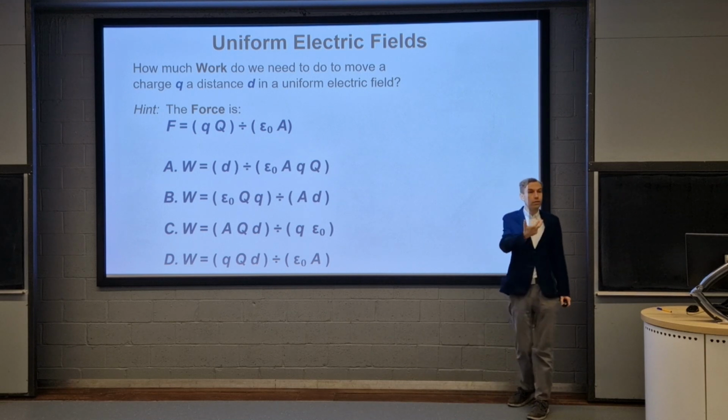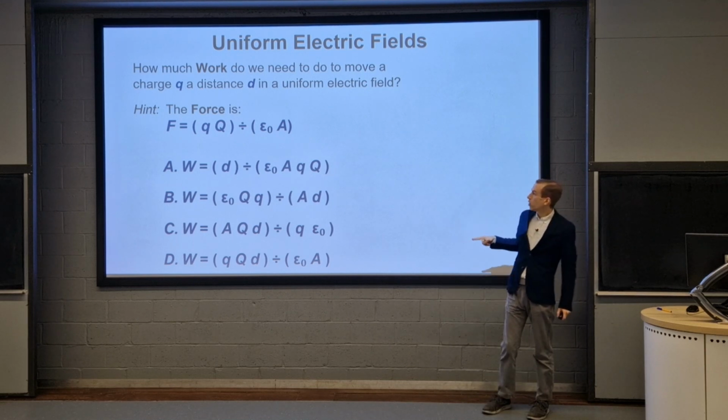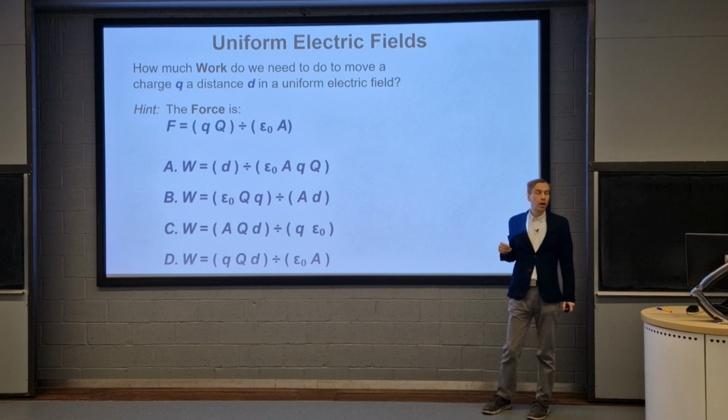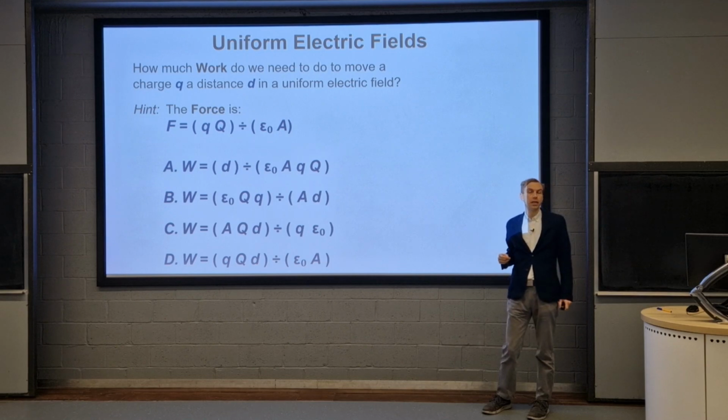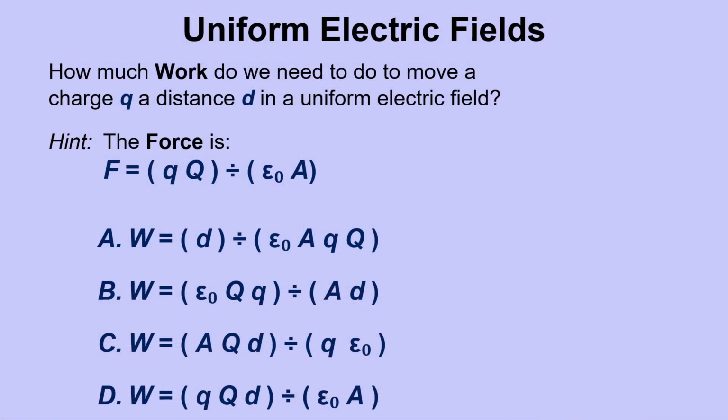So we know what that force is. It's just QQ over epsilon naught A. How much work are we going to need to do to move a charge Q a distance d in that field? Now, again, with this question, it might seem kind of tricky. There's quite a lot of variables going on all over the place, and there's those epsilon naughts.